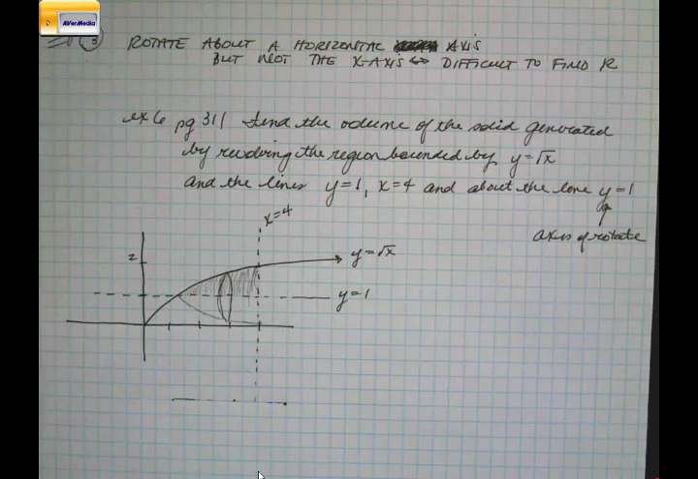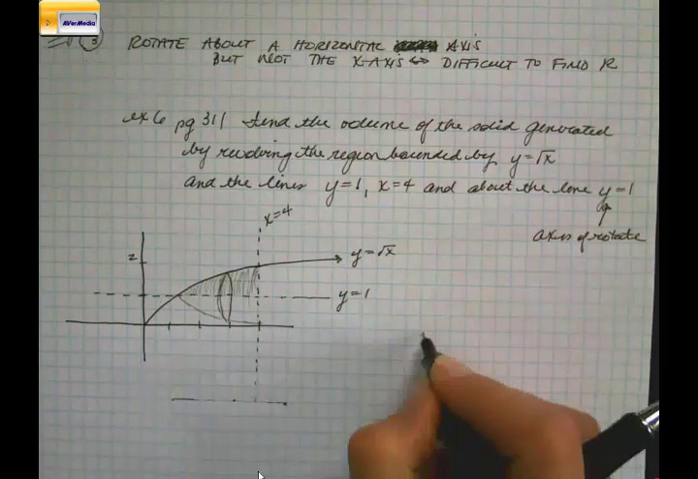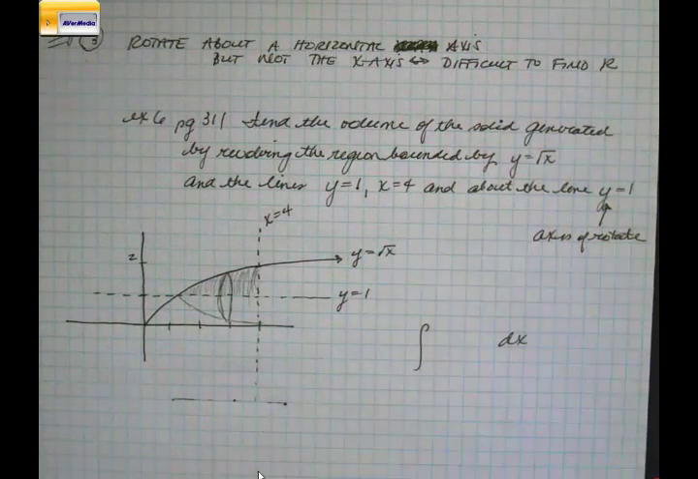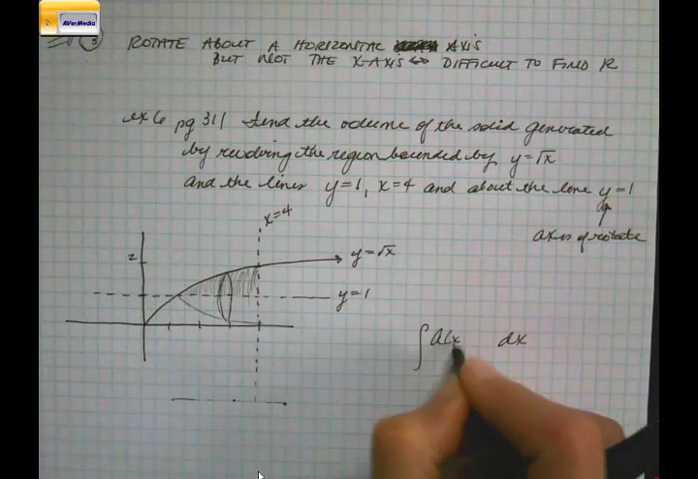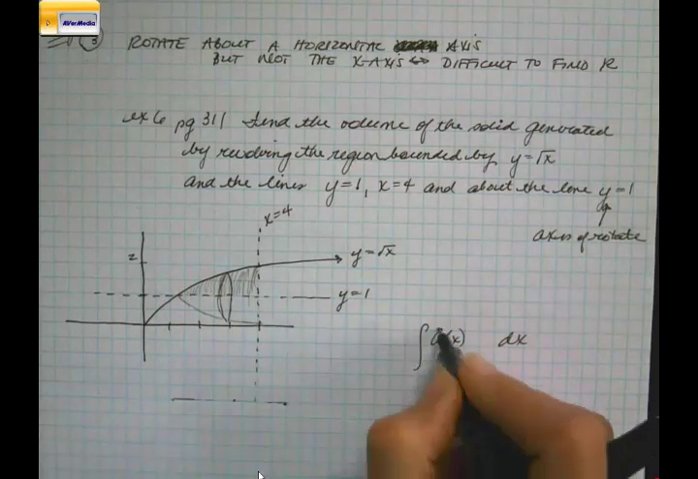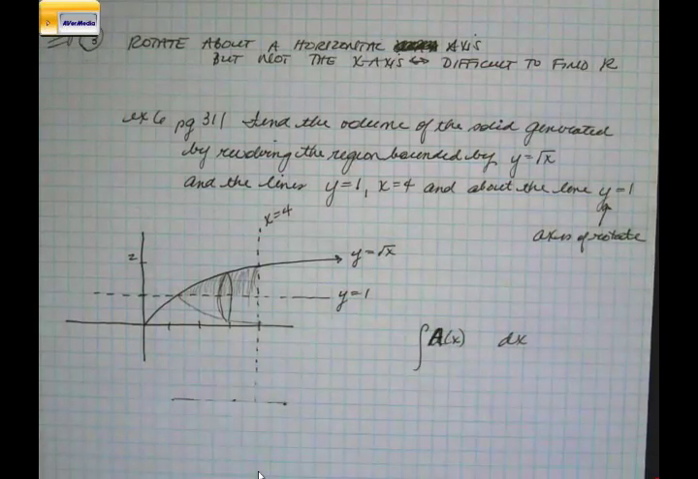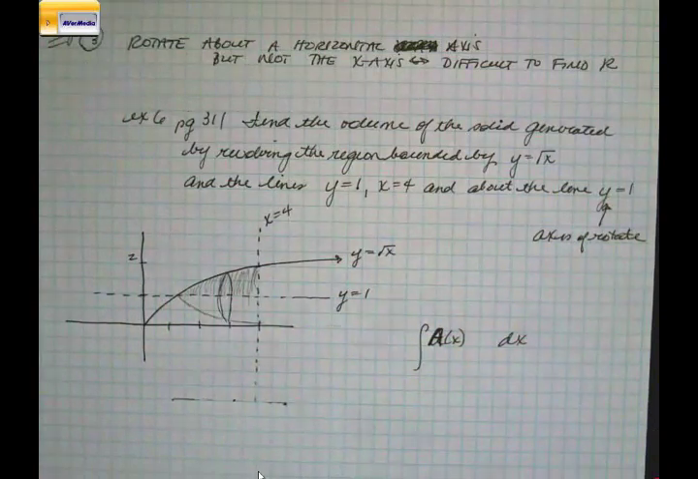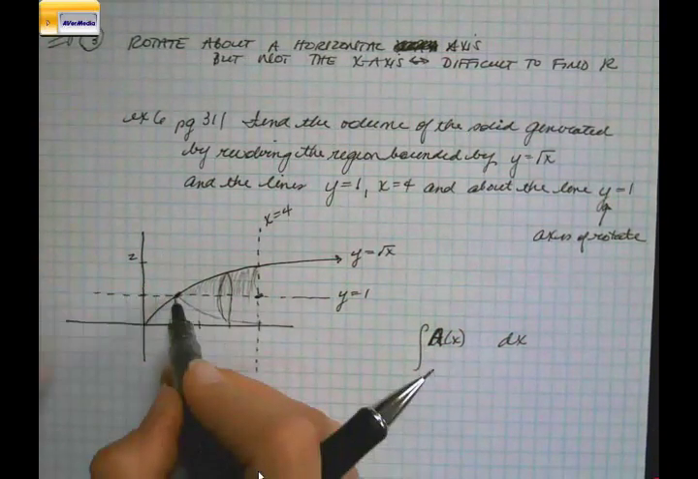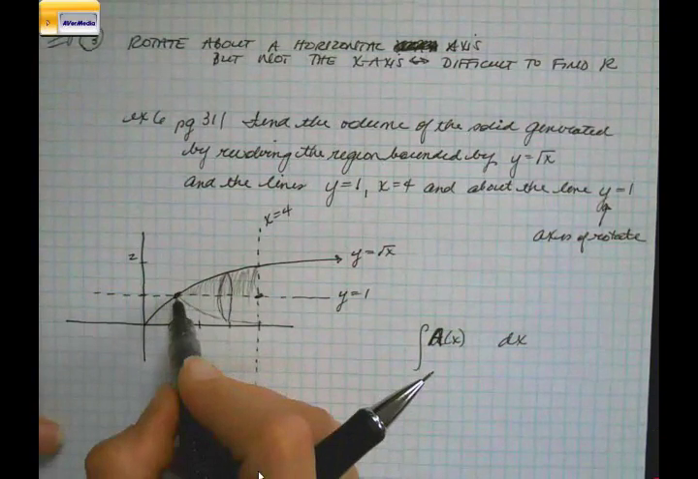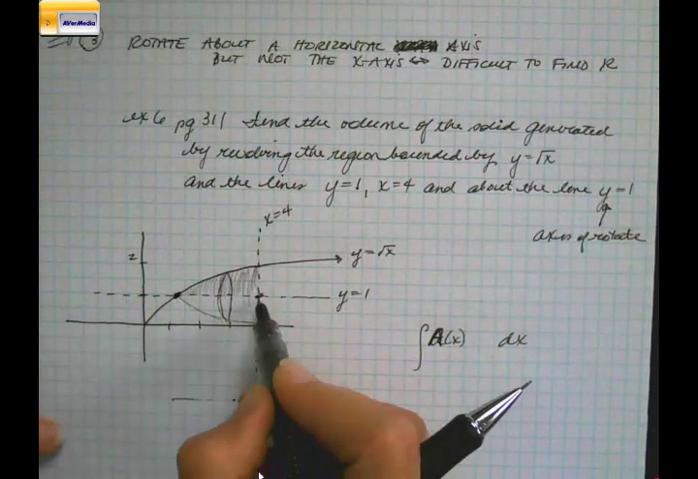Okay. So now, if you're spinning it around a horizontal axis, you must integrate with respect to dx. So this is going to be your area, dx. I should make that a capital A. Now, your bounds, your upper and lower limits, are going from here to here, the vertex and this point here.